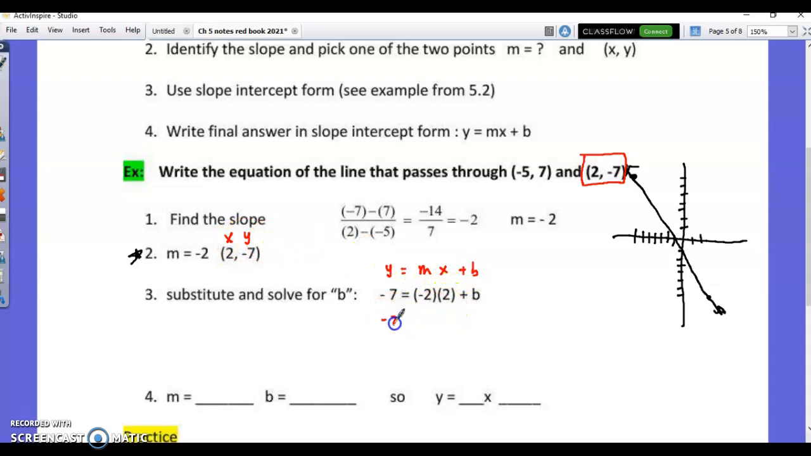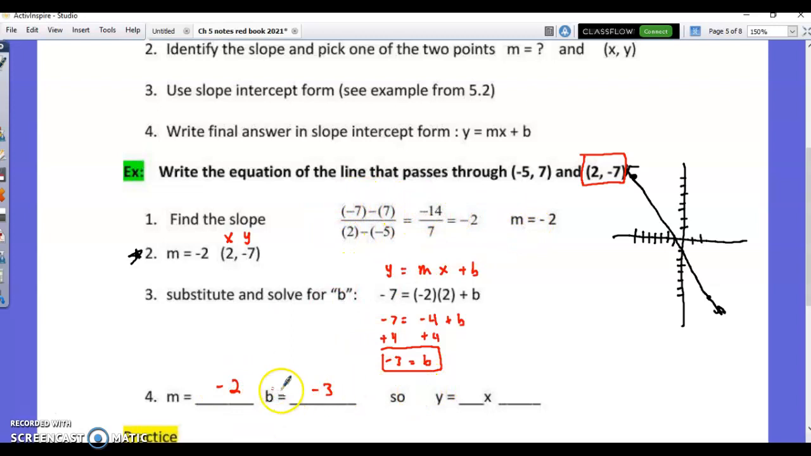So we would have -7 equals -2 times 2, which is -4, plus b. Add 4 to both sides. -7 plus 4 would be -3, and that's our b. So once we have that, now we have our b is -3. I found my m by using the slope formula to be -2.